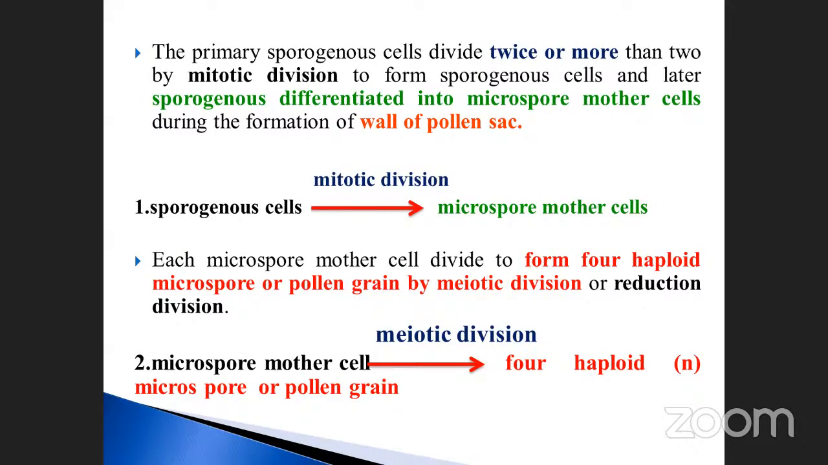So many times they were asked: the microspore mother cell undergoes division. Which division? Meiotic division. As a result, how many spores are produced? You have to tell 4 haploid. It is the n condition. Haploid is nothing but the n condition.